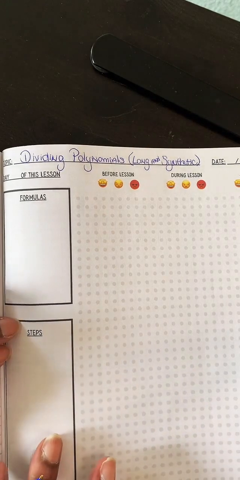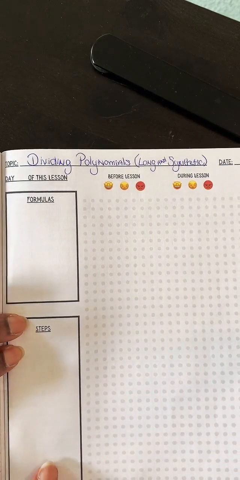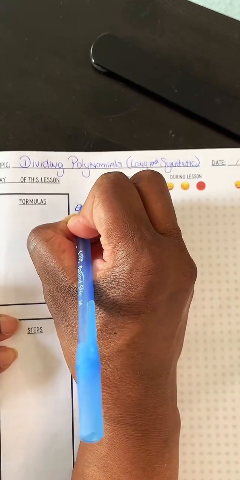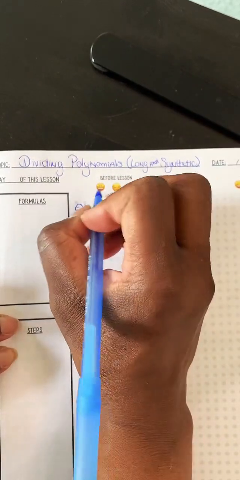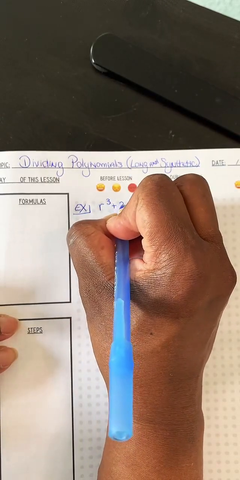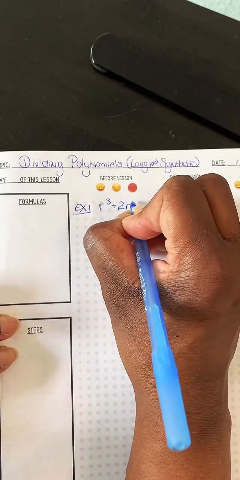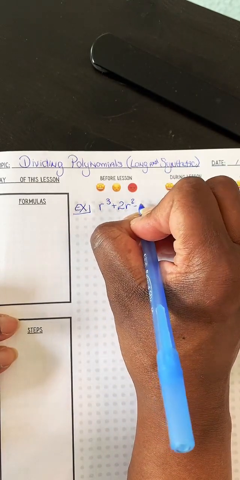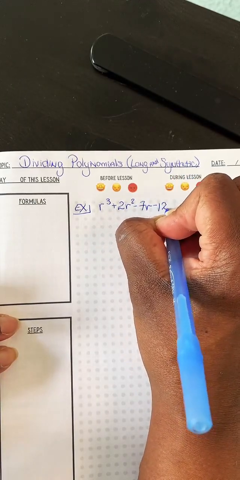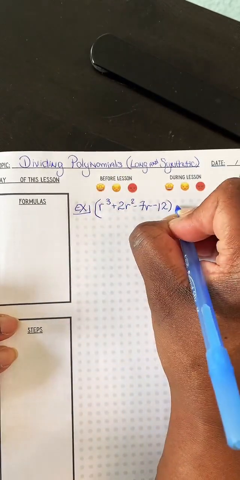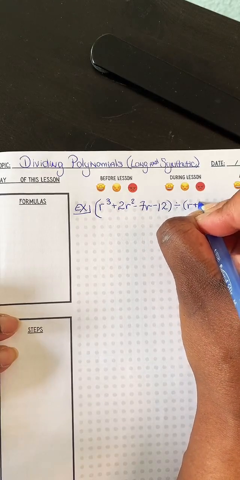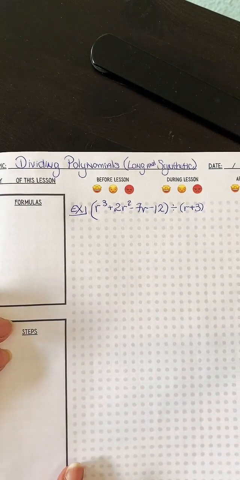So first, I want to do long division. We are going to be dividing, so let me put the whole expression down. We're going to have r to the third plus 2r to the second minus 7r minus 12, and we're going to divide that by r plus 3. We'll start small.